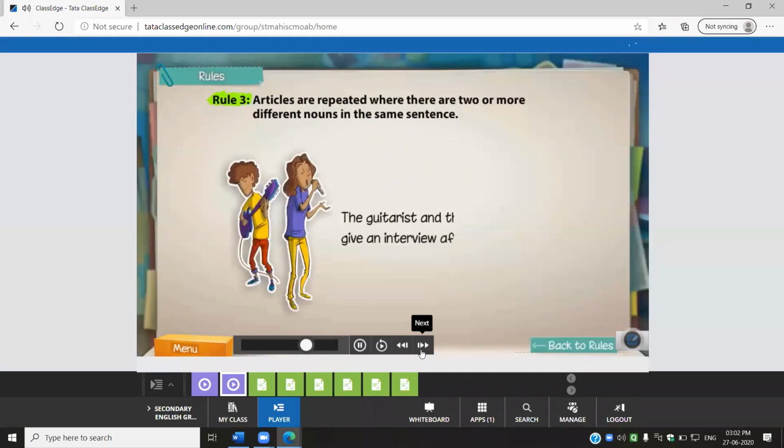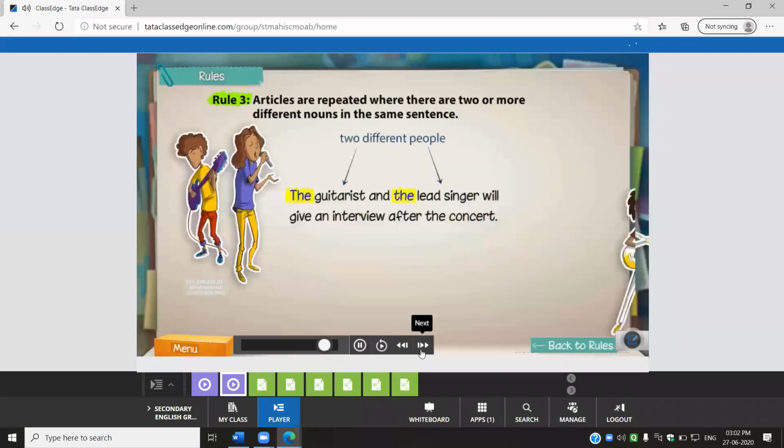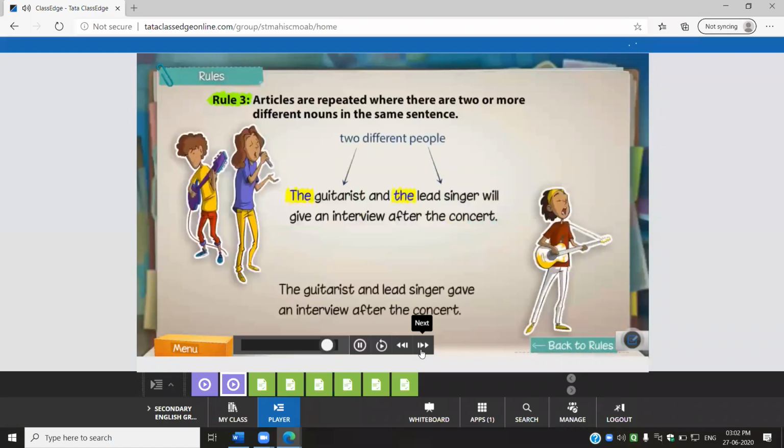Let's look at another example. The article the occurs before guitarist and again before lead singer. This means that two people are being discussed, one guitarist and one lead singer. Now look at the second sentence. Here, the article the comes before guitarist, but not before lead singer. This means that the same person is both the guitarist and the lead singer.